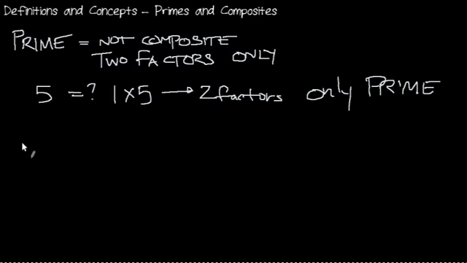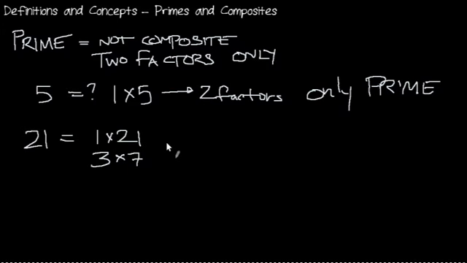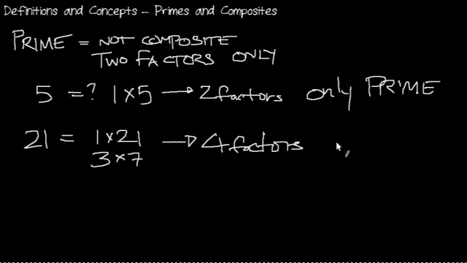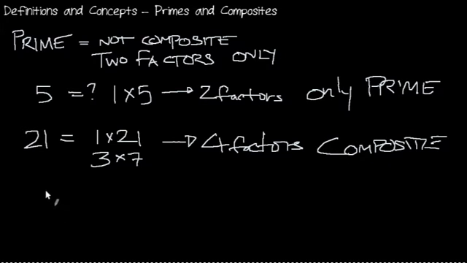What about 21? We know it has 1 and 21. We know it's not even, so maybe it's prime. Are there any other factors though? Well, yes, because 3 times 7 is also equal to 21. 4 factors, so it's actually composite. Not prime.